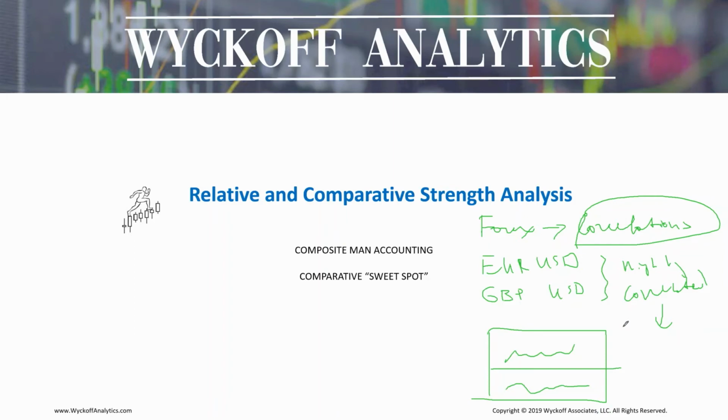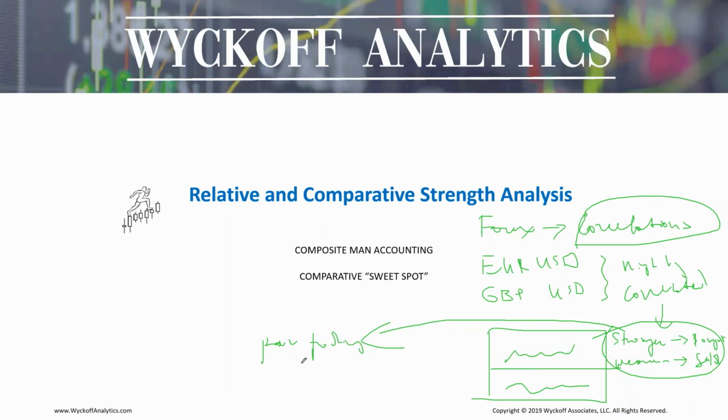But at some point, a stronger pair is to be bought, and then a weaker pair is to be sold. And you could use this strategy in both, let's say, pair trading, or you could do more of the directional trading. What do I mean by that?